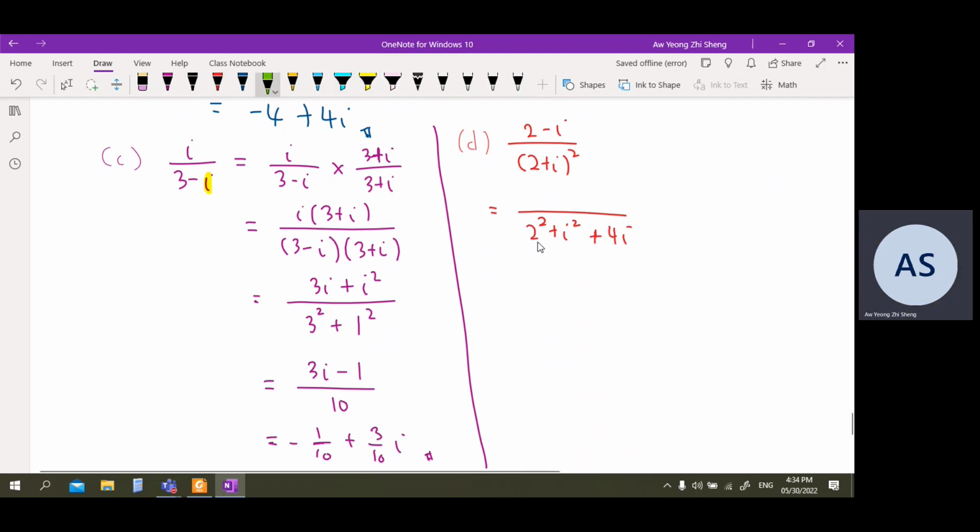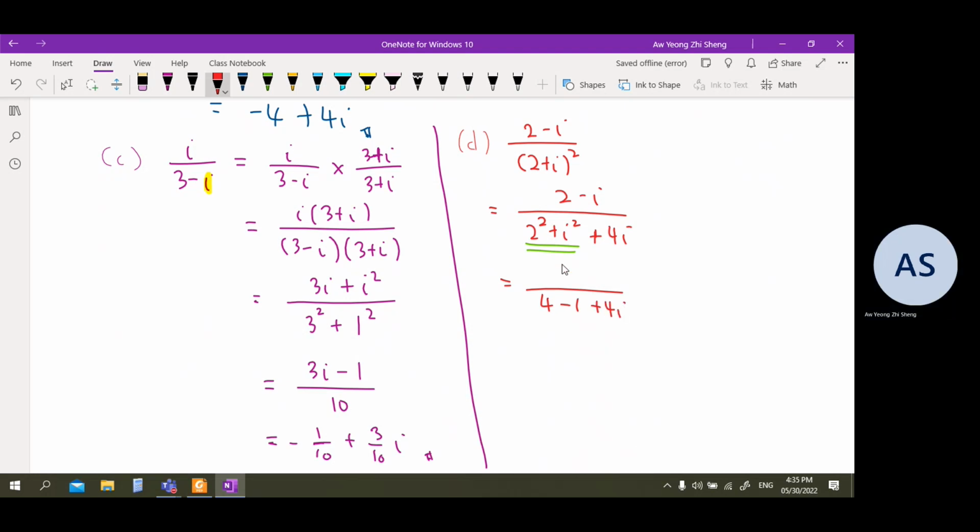Why do I prefer to write 2 squared plus i squared first? Because these two terms will eventually generate the real term. So it would be more convenient if we group them together right from the beginning. At the top, 2 minus i remains unchanged for now. 2 squared is 4, i squared is negative 1. 2 minus i again is unchanged. 2 minus i unchanged again, 3 plus 4i at the bottom.